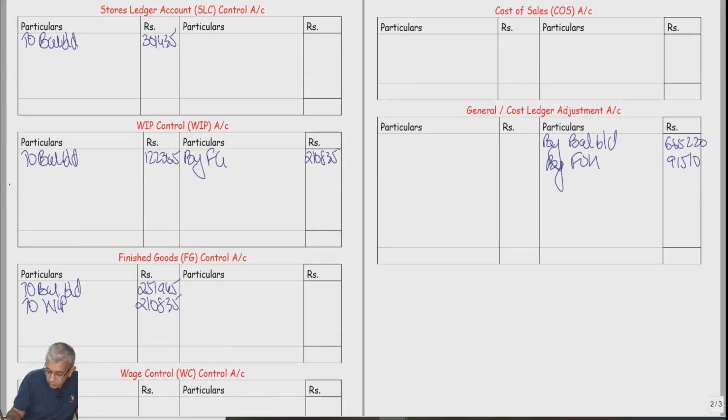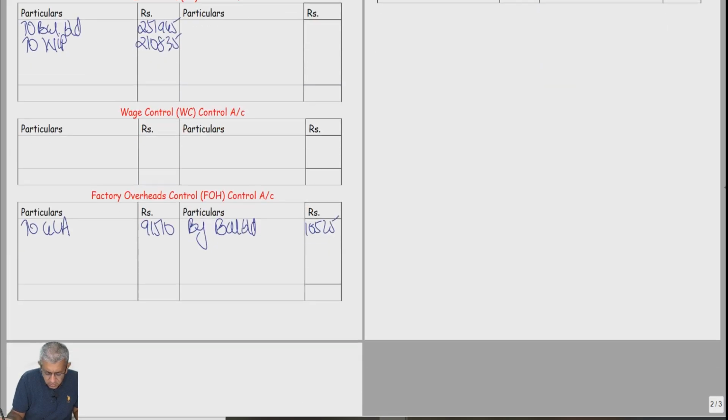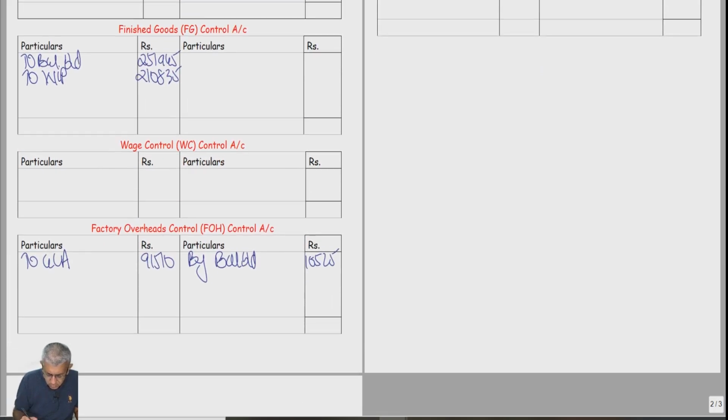Don't close the accounts, just pass the entries, please. Total was 72,195? No one is replying. You want to win the battle? Okay. I will do it. Thank you for not replying.